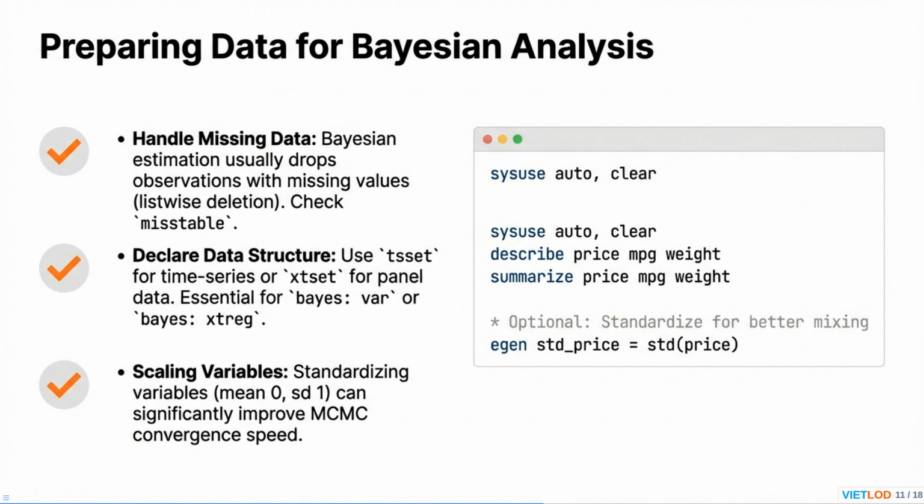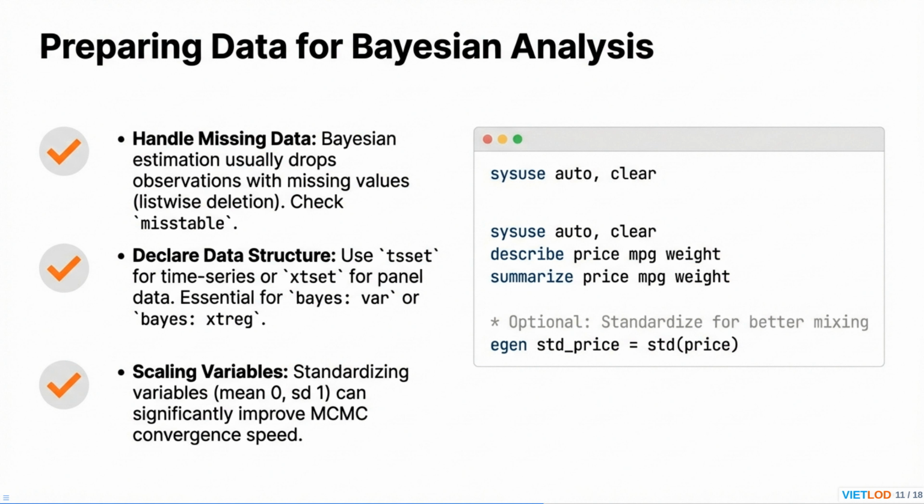Before diving into running Bayesian models, proper data preparation is crucial. There are 3 key aspects to consider. First, you must effectively handle missing data. Similar to most regression commands, Bayesian estimation in Stata typically performs list-wise deletion, meaning observations with any missing values for your model variables are dropped. Always check your data for missingness using commands like mi table or summarize beforehand.